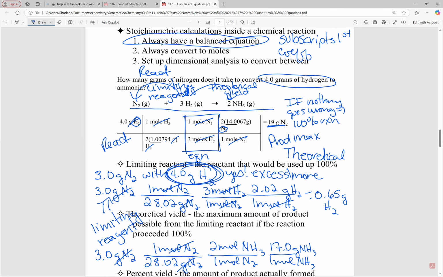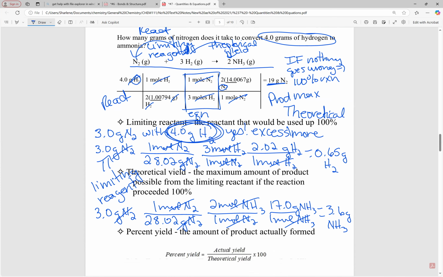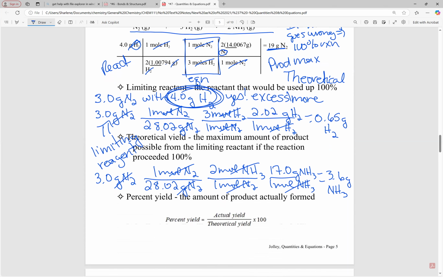Grams of nitrogen are gone, moles of nitrogen are gone, moles of ammonia is gone, and I'm left with moles of ammonia. 3, 28.02, 2, 17, 3.6. If nothing goes wrong, my 3 grams of nitrogen can be converted into 3.6 grams of ammonia. All right, so I have my limiter and I have my theoretical.